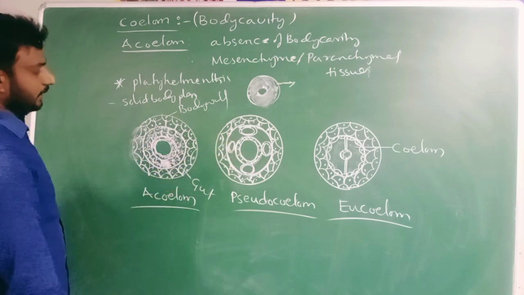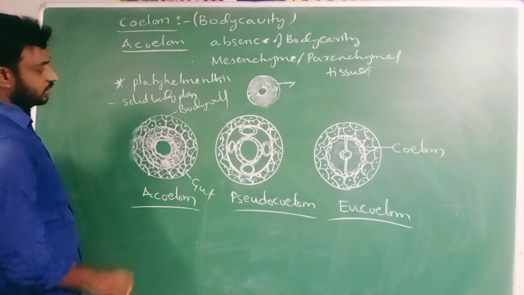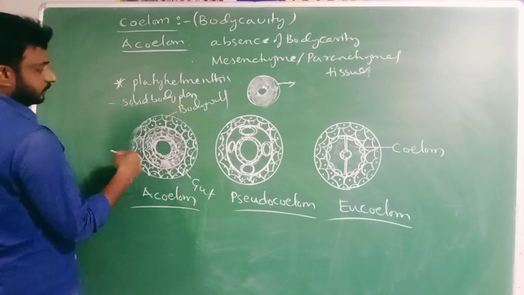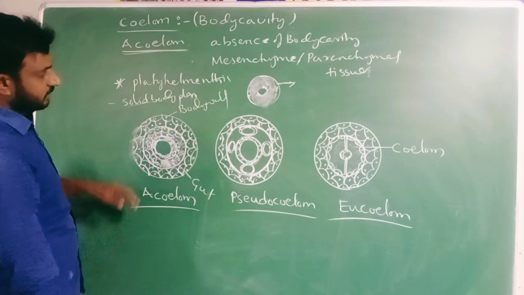Mesenchymal tissue or parenchymal tissue. Totally it is filled with mesenchymal tissue or parenchymal tissue. It exhibits the solid body plan. Acoelom: absence of body cavity.